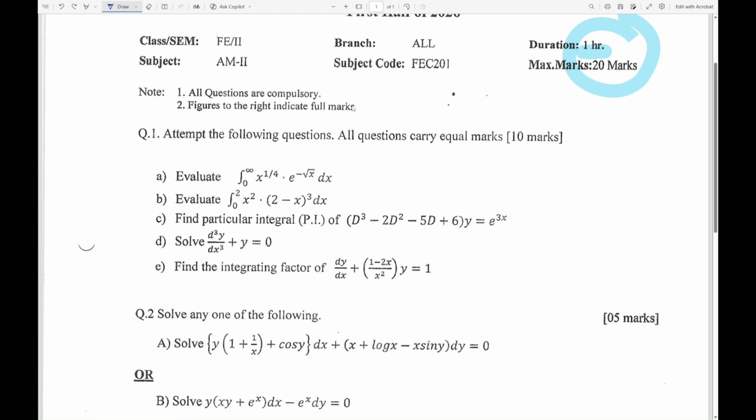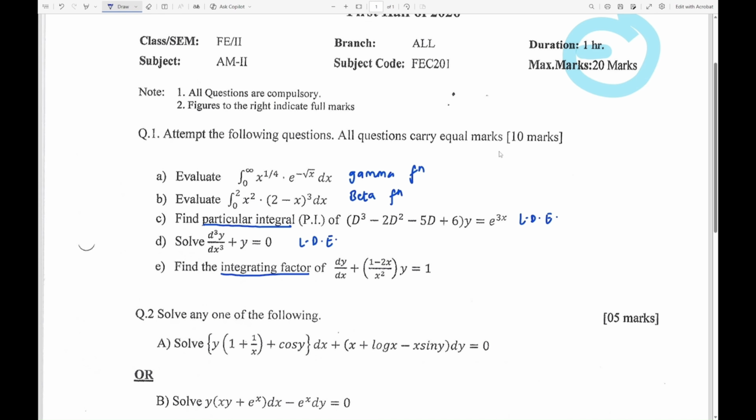Sub-question A is from the module gamma and beta functions, and it is directly based on the topic of gamma functions. Sub-question B, again we have an integration, so we have to evaluate this, and this is based on the same module. It is from the topic beta functions. Sub-question C, find particular integral. So this is based on linear differential equations, wherein we have been asked specifically for the particular integral. Sub-question D is again from the same module, linear differential equation. And question 1E, it is based on differential equations of first order and first degree, and we are required to find the integrating factor.